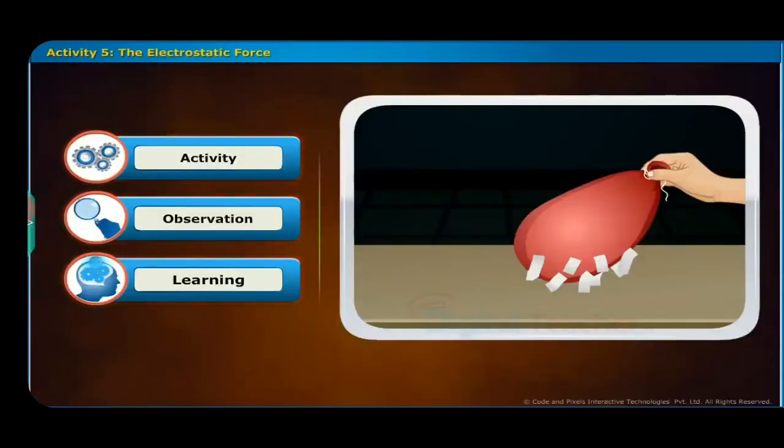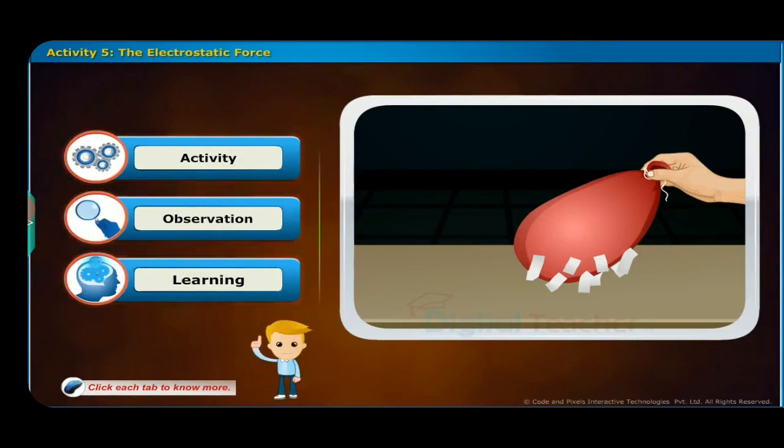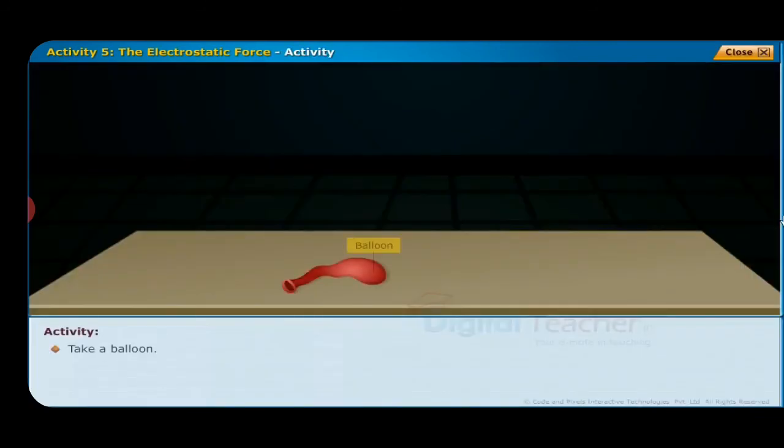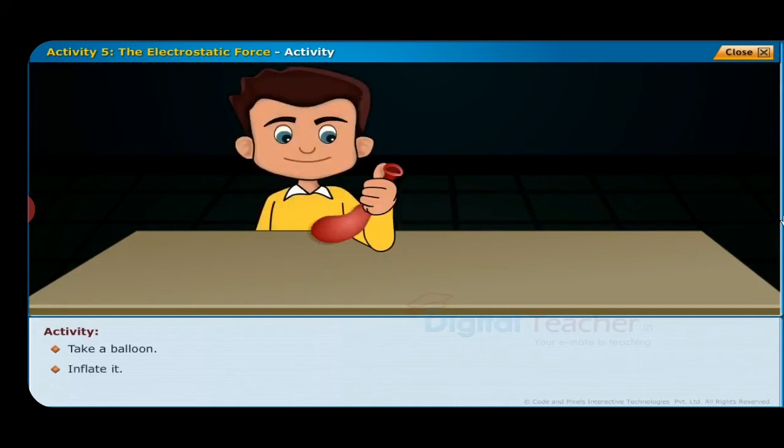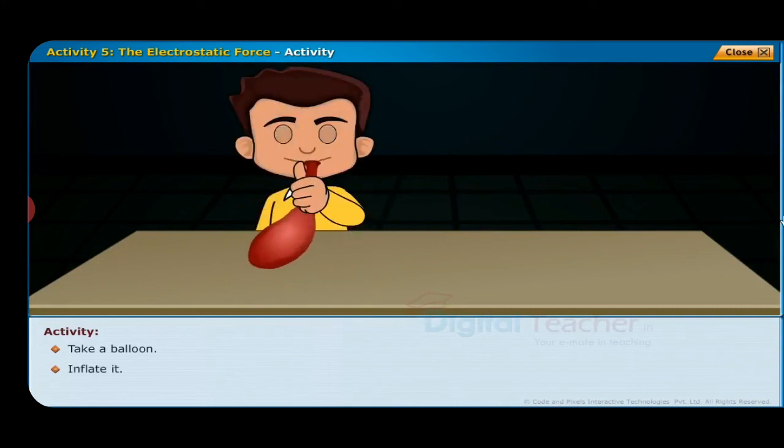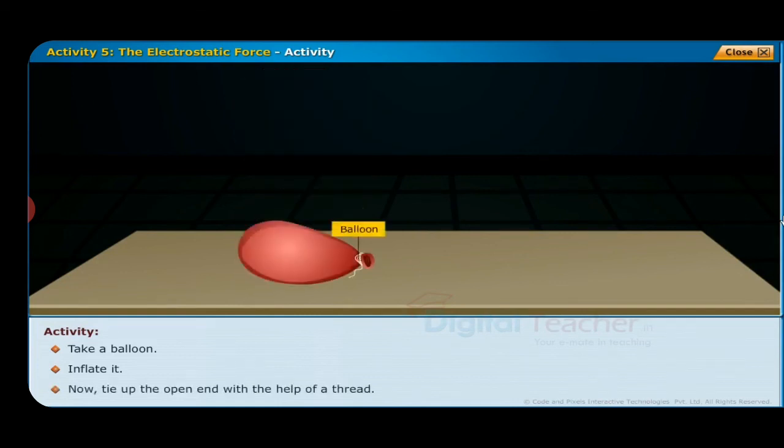Now, let us perform an activity to understand the electrostatic force. Click each tab to know more. Take a balloon, inflate it. Now tie up the open end with the help of a thread.